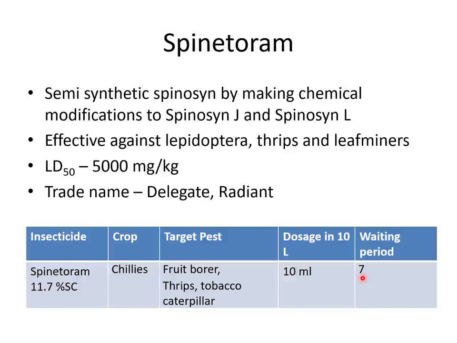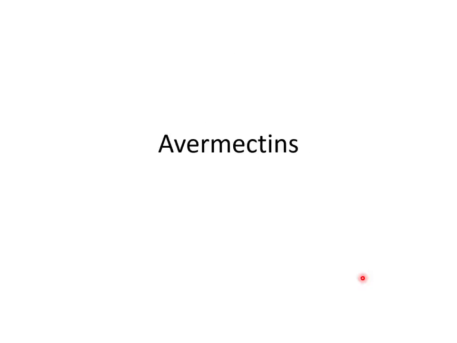We have two insecticides, that is spinosad and spinetoram. Spinosad is a combination of spinosyn A and D. Spinetoram is a combination of spinosyn J and L. Both are translaminar in nature, effective against lepidopterans and thrips. Coming to the next group, that is avermectins.